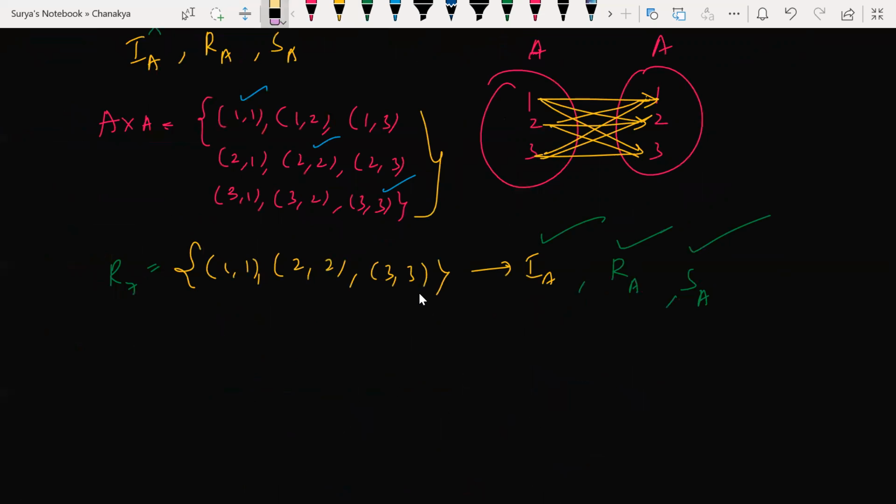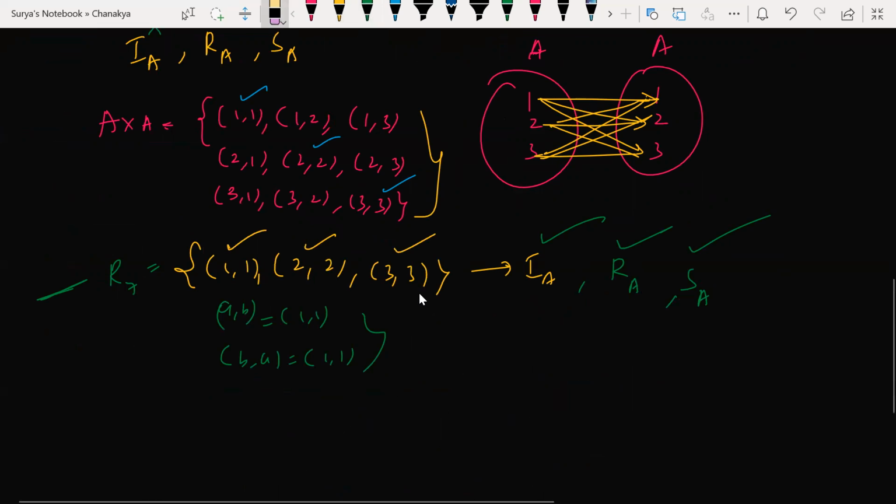Now here, look at it, sir. If I take this A comma B as 1,1, then B comma A is what? Still 1,1 only. Both are available in the relation, right? So 1,1 satisfies the symmetric condition. 2,2 also satisfies.